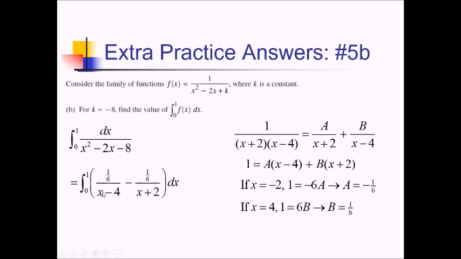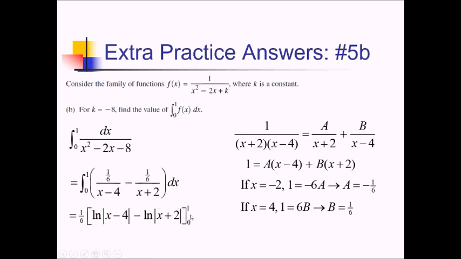Now taking each of these antiderivatives, I can take a 1/6 out of this whole integral, and then inside I've got 1 over x minus 4, whose antiderivative is just ln of absolute value of x minus 4. And then I've got minus, since I took out a 1 over 6 from everything, this is just 1 over x plus 2, whose antiderivative is ln absolute value of x plus 2, and I'm subtracting that.